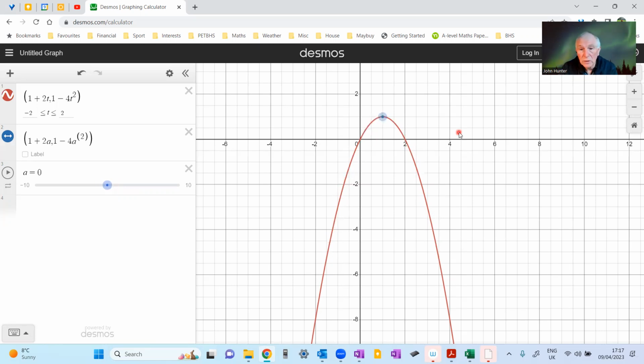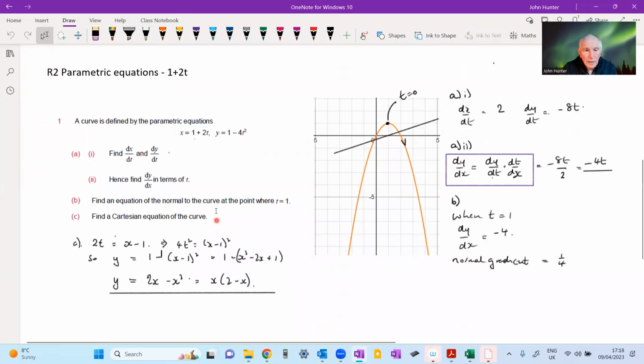Obviously, if you're doing an exam question, you're not going to be able to do that, are you? But I think it gives you a feel for how these curves work. So for any one value of t, we can compute the x value and the y value and plot it on the graph. Okay, so that is that. Anyway, it goes on to ask us to find dx/dt and dy/dt. We can easily do that.